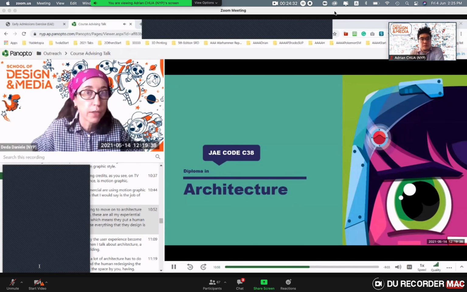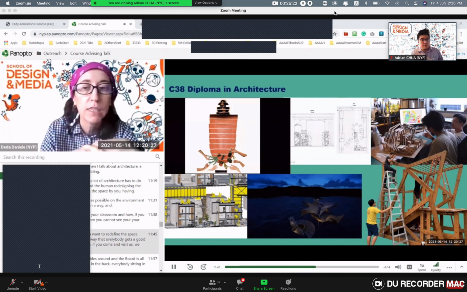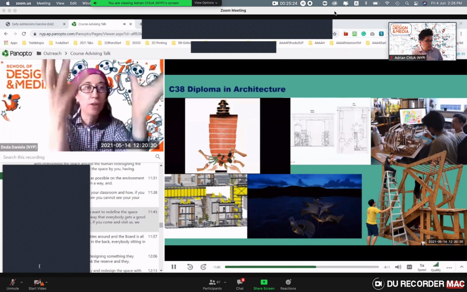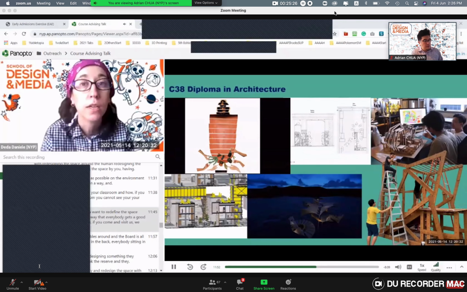So being environmentally friendly in a way. And think about your classroom and how if you sit at the back of your classroom, you cannot see your board. So then you want to redefine the space, redesign the classroom in such a way that everybody gets a good look at the board.